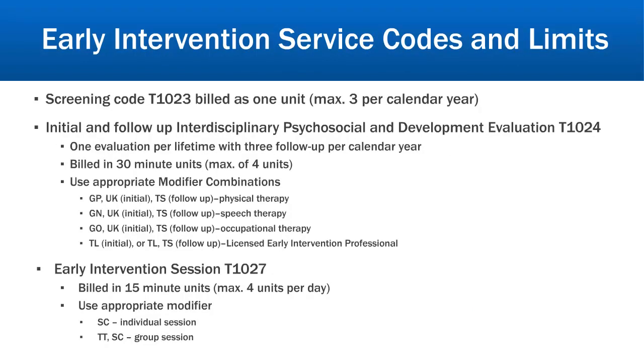Early Intervention Service Codes and Limits. The screening code T1023 is billed as 1 unit, maximum 3 per calendar year. Initial and follow-up interdisciplinary psychosocial and development evaluation T1024: 1 evaluation per lifetime with 3 follow-ups per calendar year. Billed in 30-minute units, maximum of 4 units. Early Intervention Session T1027. Billed in 15-minute units, maximum 4 units per day.